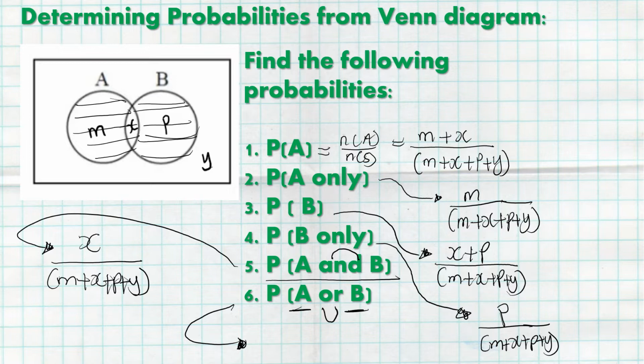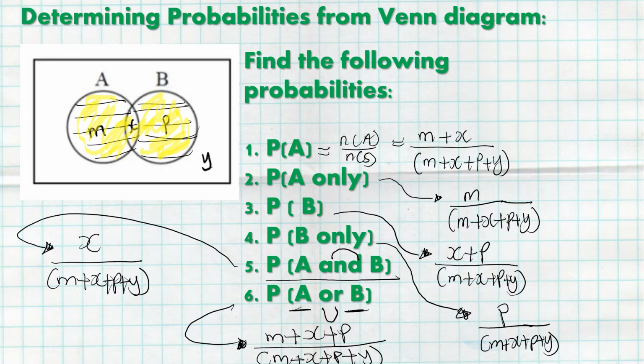Or rather we can shade it properly. Let me use probably this one to shade properly so that you can see A or B is everything there, right? So it's going to be M plus X plus P, all divided by the total number of the sample space, M plus X plus P plus what? Plus Y. All right. So that's basically how you can determine the probabilities from what? From a Venn diagram.